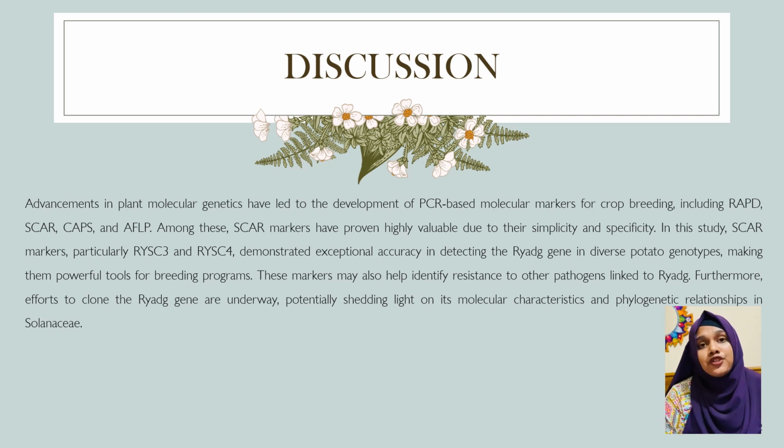Discussion. Advancements in plant molecular genetics have led to the development of PCR-based molecular markers for crop breeding, including RAPD, SCAR, CAPS, and AFLP. Among these, SCAR markers have proven highly valuable due to their simplicity and specificity. In this study, SCAR markers, particularly RYSC3 and RYSC4, demonstrated especially high accuracy in detecting the Ry-adg gene in diverse potato genotypes, making them powerful tools for breeding programs.